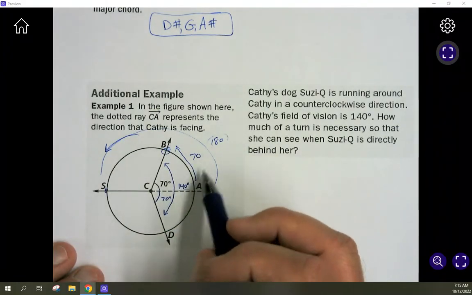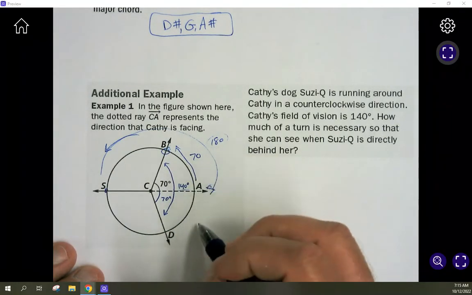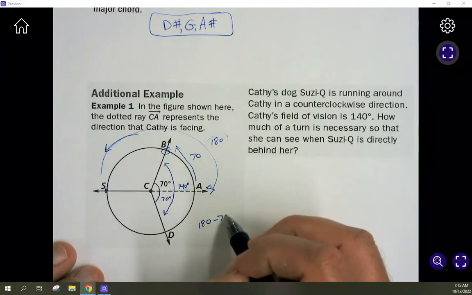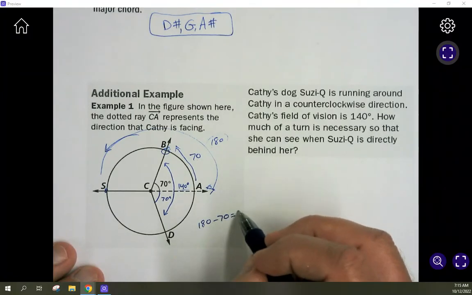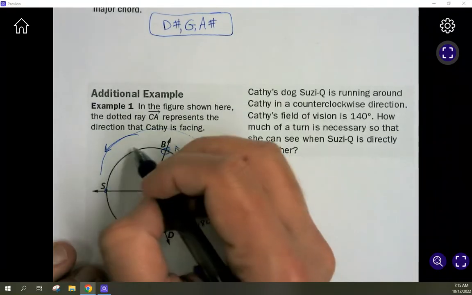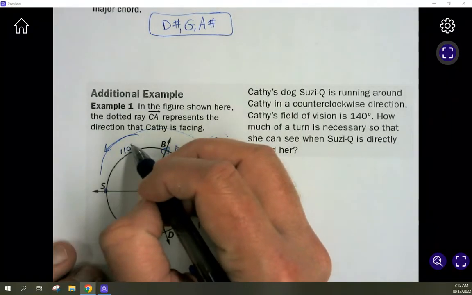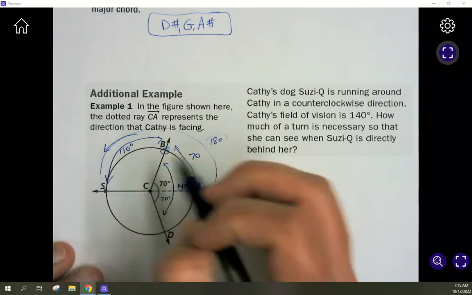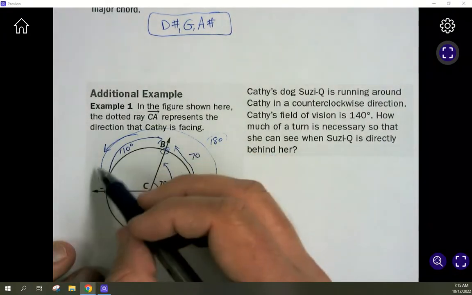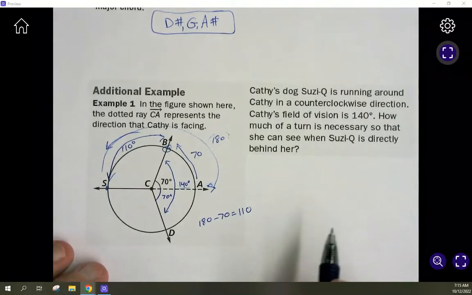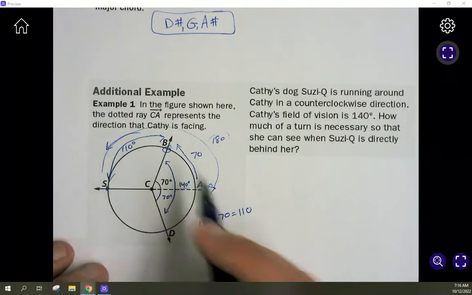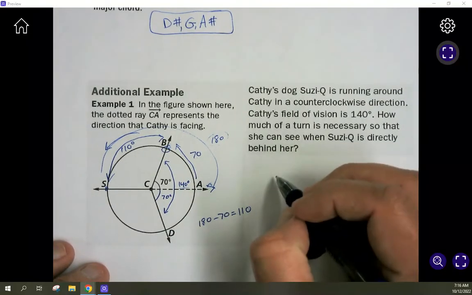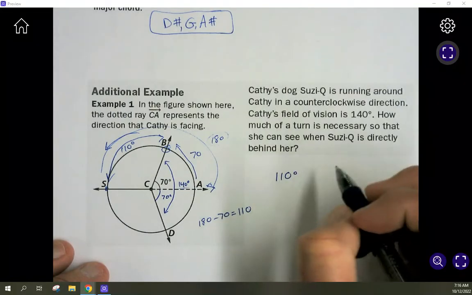These two arcs together have to equal 180. So I'm just going to do 180 minus 70, which is going to equal 110. So I know that this is 110 degrees from B to S. And then you always need to consider your positives and your negatives. In this case, we're going counterclockwise, and so it would be 110 degrees positive.